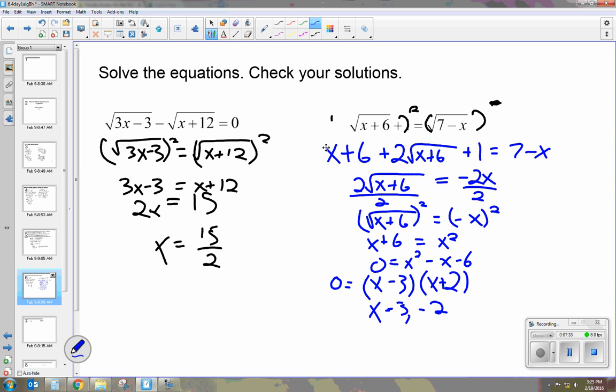In this case, 3, if we plug back in, we get the square root of 9, which is 3, plus 1, is 4, and then we're left with the square root of 4, so that does not work. And then -2 is going to work out for us. So the answer is just x = -2.